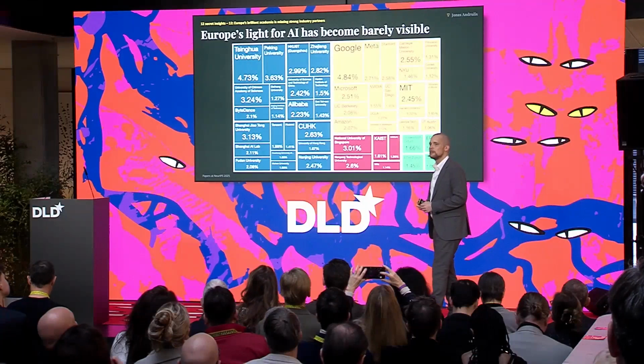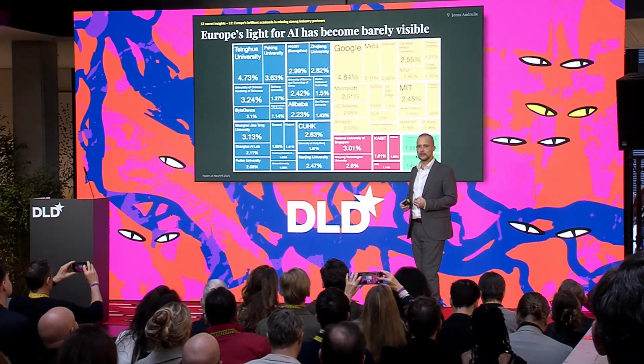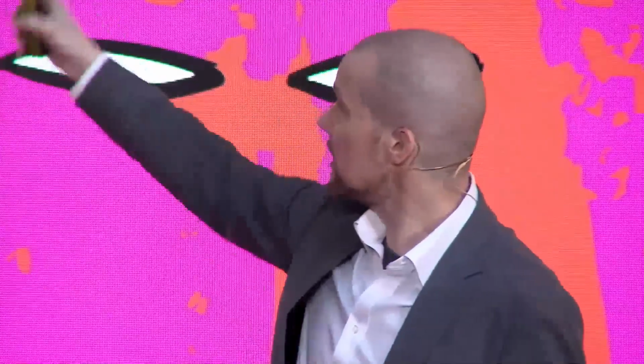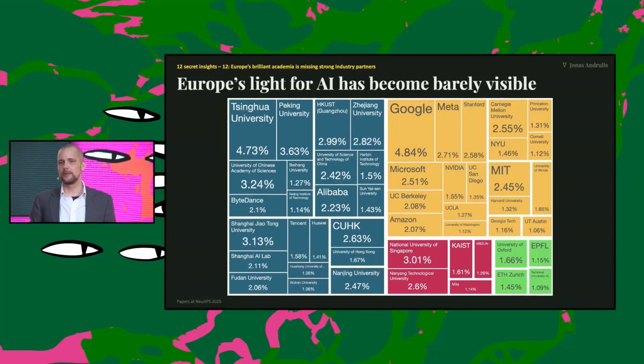So I think Europe, we used to be so brilliant at research, and I think we are losing that spark, and we're losing that spark because the industry partners are missing. In today's AI world, academia cannot do it by themselves. They have brilliant talent, they have brilliant professors, they cannot do it by themselves. And in Europe, we're missing the companies that can do what a Google can do, what a Meta can do, what, of course, the Chinese can do. And so this really worries me for the future of Europe.